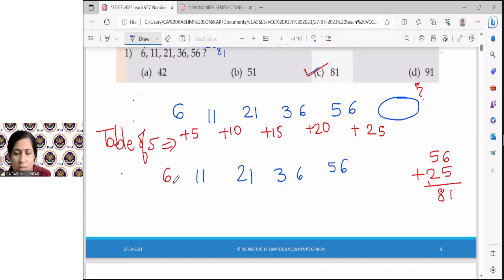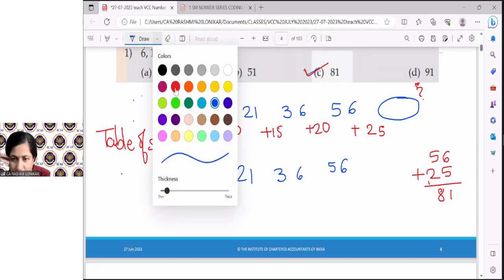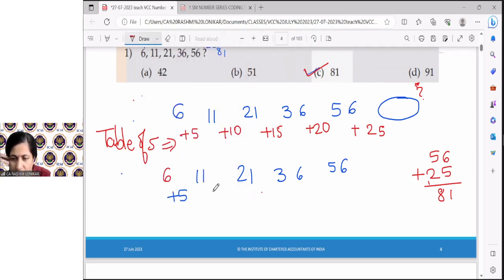So first and foremost, let us see. 11 minus 6 is plus 5, so 6 plus 5 is giving me 11. Then 11 plus 10 is giving me 21. 21 plus 15 is giving me 36. And 36 plus 20 is giving me 56. I know that this is a table of 5: 5, 10, 15, 20. So obviously 56 plus 25 I should get.